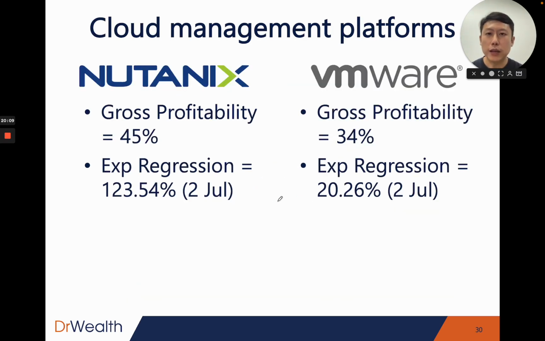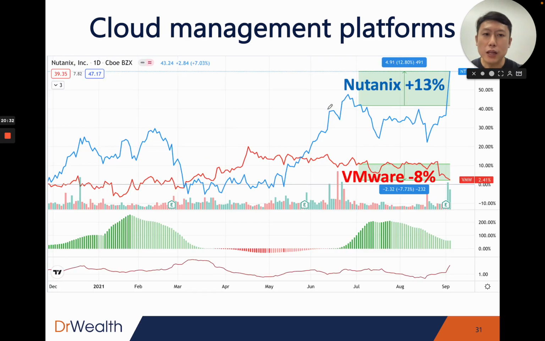So let's look at cloud management platforms, in this case Nutanix versus VMware, and see whether we can pick the right one. With the gross profitability comparison, Nutanix is higher. Actually 34% is not bad, it will also pass through. But when it comes to the regression, you will see that Nutanix has a higher regression value than VMware, so the pick is going to be Nutanix rather than VMware. And when we take a look, it's indeed true for the period of the observation. You can see Nutanix actually outperformed initially already.